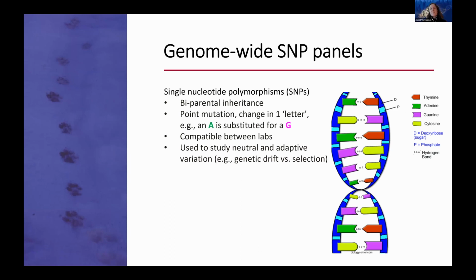And this use of the very basic genetic information means that they are compatible between labs and we can put our data together. They're also used to study both neutral and adaptive processes, for example, where we're interested in selection on specific traits.